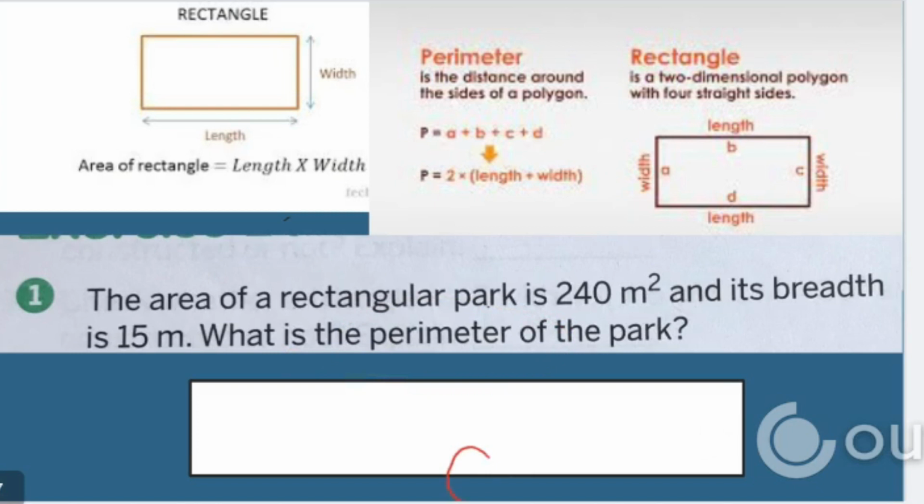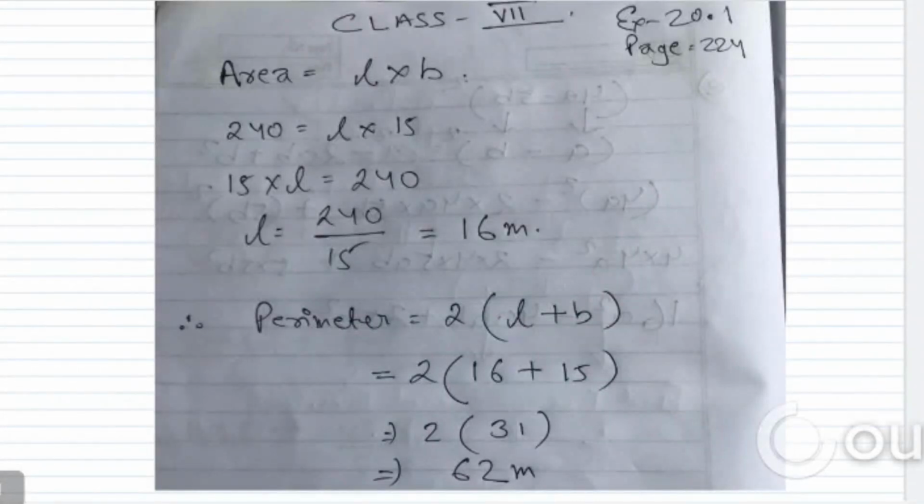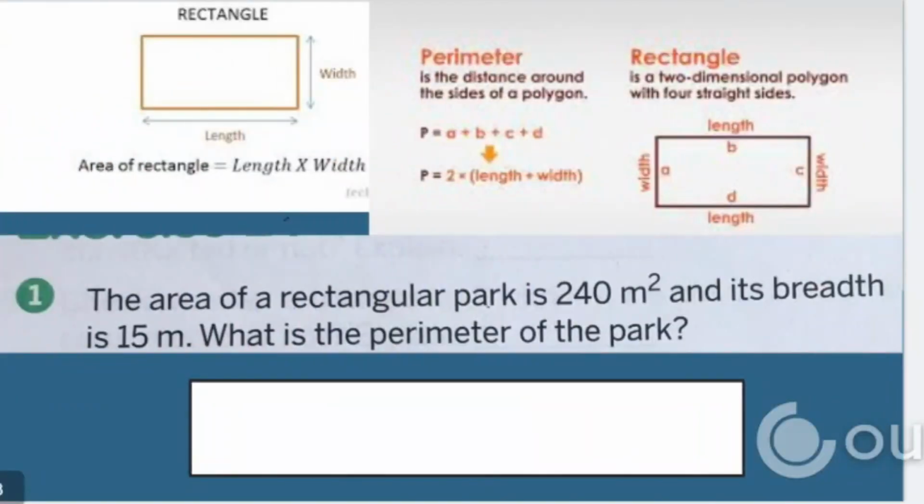Perimeter means how much you will get after adding all four sides. In order to know all four sides, you should know the lengths and the breadths. Breadth, you know, this is 15, this is 15, but length you don't know. So now we are supposed to find the length. As I told you, there is a formula: area equals length into breadth. Area is already given in the question, 240 meters square.